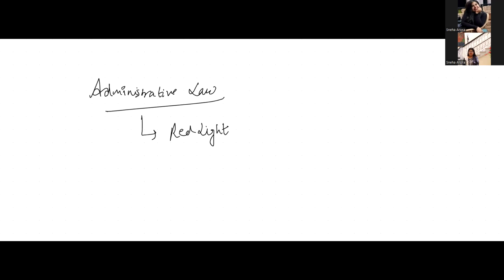In today's class, we are going to discuss administrative law, and specifically we are going to talk about red light theory and green light theory. So these two theories are the theoretical aspect of how the jurists, how theorists have perceived administrative law to be functioning.